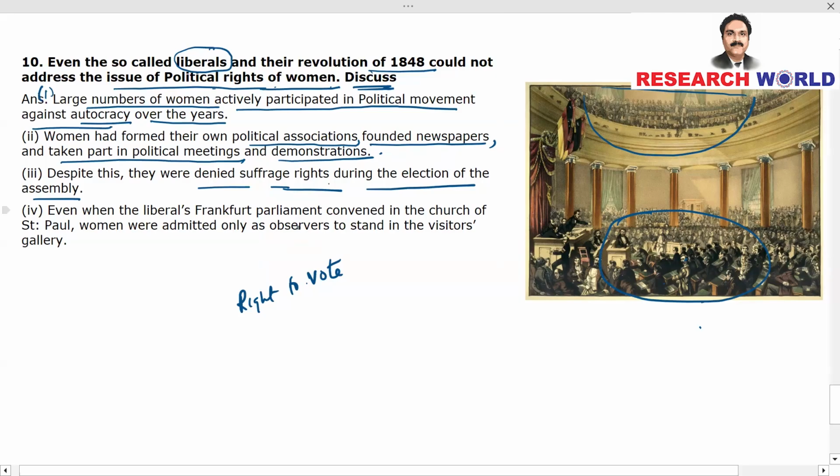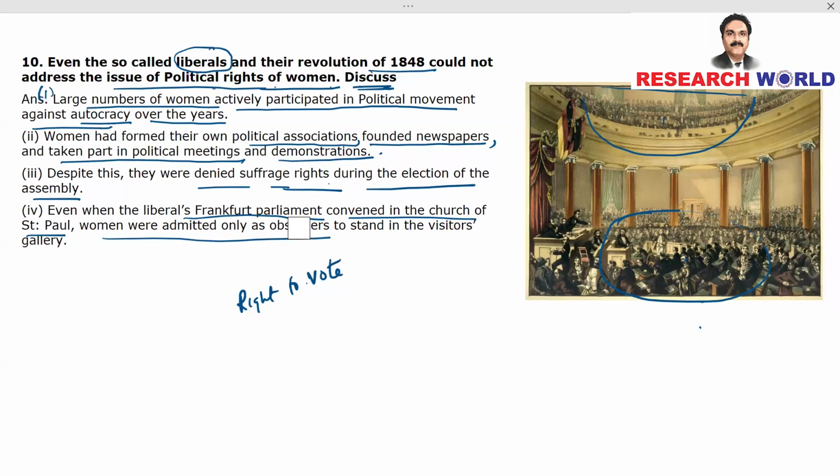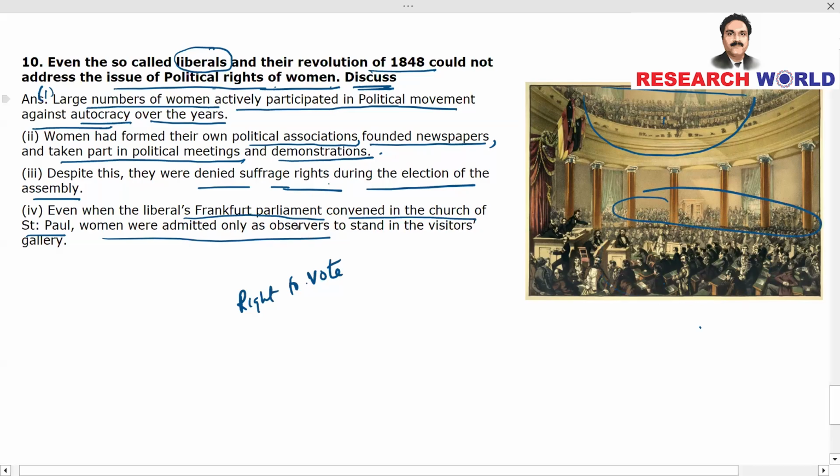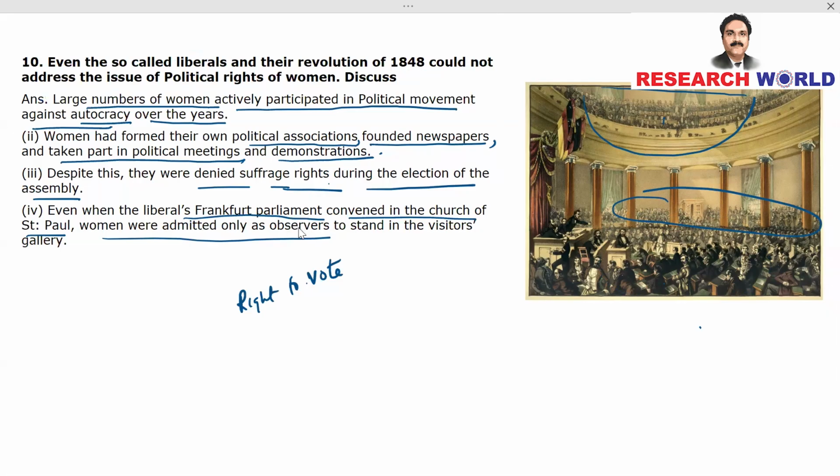Even when the liberals convened in the Church of St. Paul, women were admitted only as observers to stand in the visitors' gallery. All right. So they were just visitors. Okay. And they were not allowed to participate. So even the so-called liberals and their revolution of 1848 could not address the issue of political rights of women. So you'll have to answer 4 points. Hope it's clear to you.